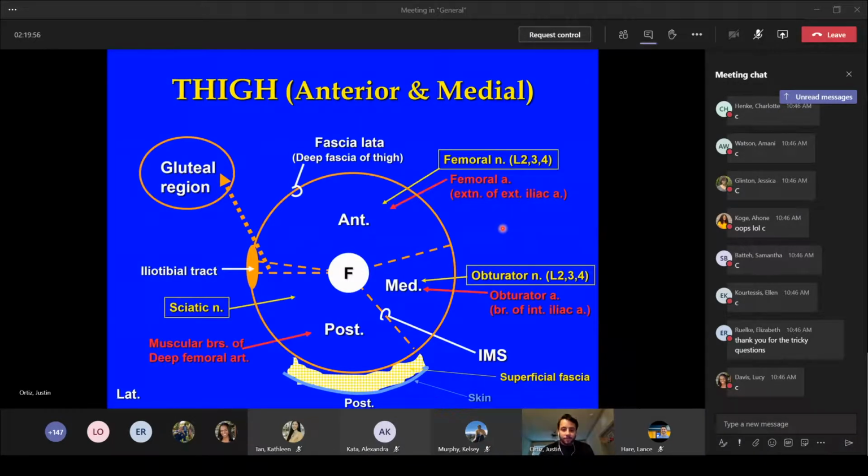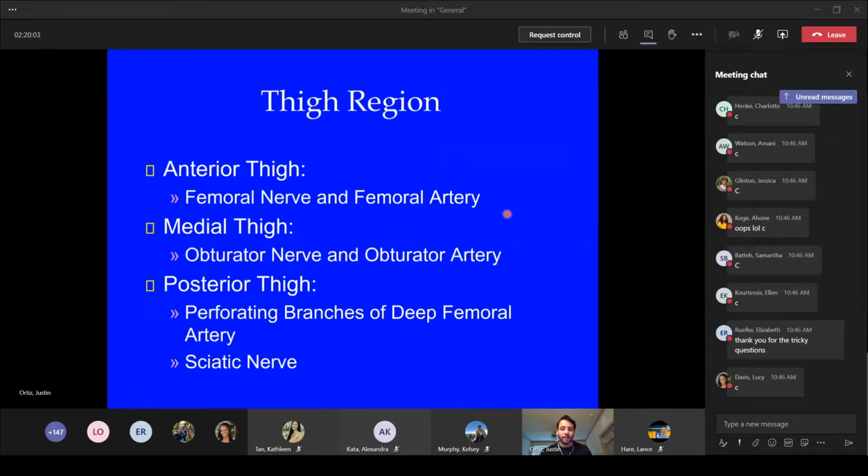Here, again, he put these arterial supplies and nerves, but I just put it again on the next slide. We've talked about these already. Remember, femoral nerve and femoral artery, anterior thigh. Medial thigh is going to be more so obturator nerve and obturator artery. And then posterior, remember, is going to be the perforating branches of the deep femoral artery, as well as sciatic nerve.